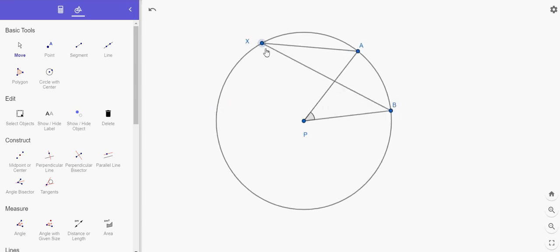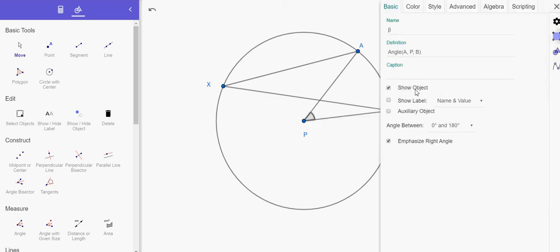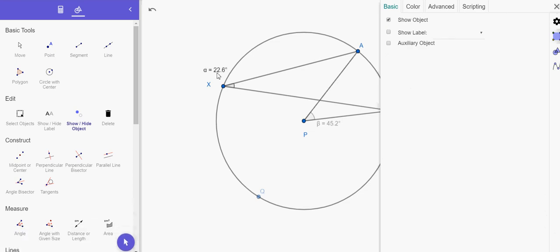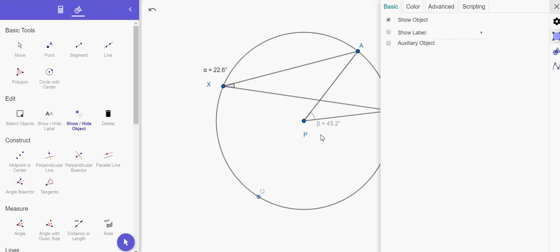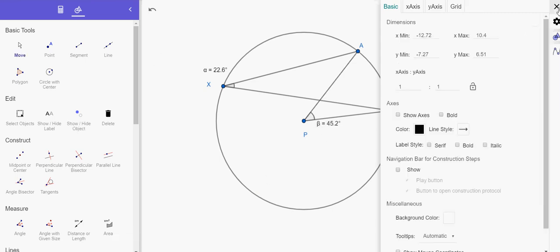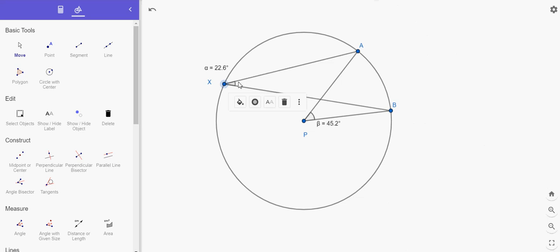So here we have a more general inscribed angle, one that's not part of a diameter. Let's just turn on the angle measures here, and we'll bring this angle back. And if you take a look, this angle right here, this inscribed angle, has a measure that is half of this central angle, and therefore this inscribed angle's measure is half the measure of the arc that it intercepts.